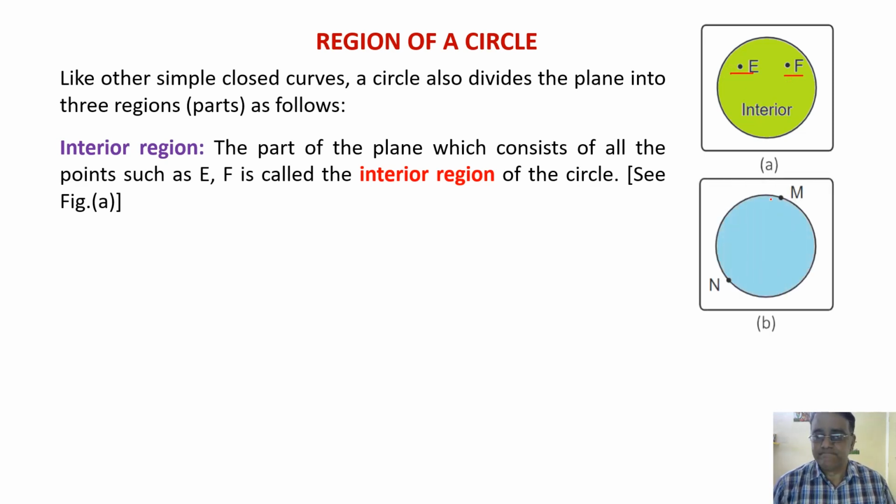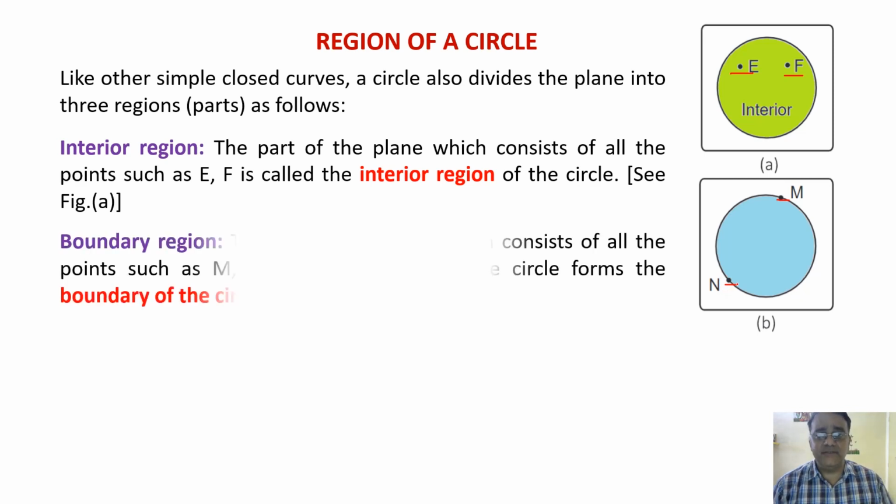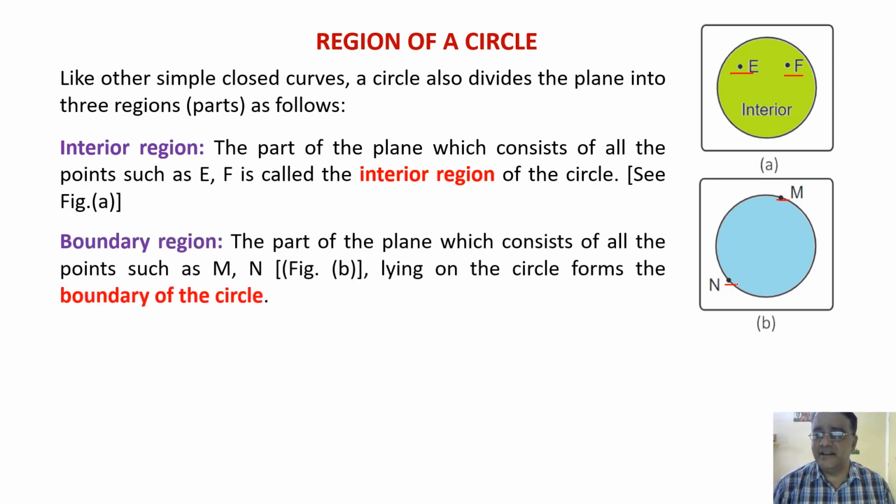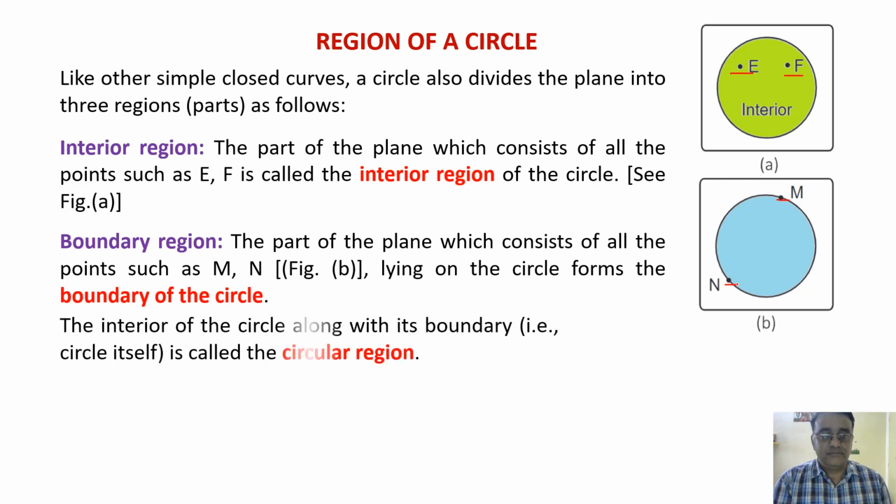Next is boundary. See, boundary means on the circle. Here the 2 points are there, M and N. The parts of the plane which consist of all the points such as M and N lying on the circle form the boundary of the circle. And the last region is circular region, the inside interior part and boundary along with it. I repeat, the combination of interior part and the boundary region together will form a circular region. The interior of the circle along with its boundary is called circular region.